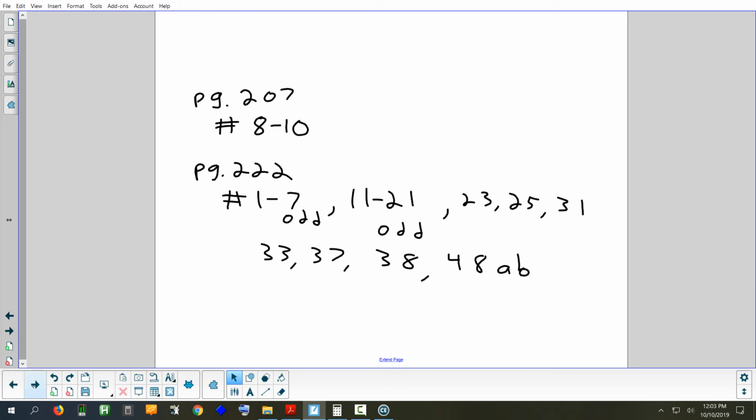Okay, so the homework from page 207, it's just graphing and finding a couple intersections, so that part's pretty quick. And then page 222, it's those questions, but look at number 48. I wrote A and B. I think there's a part C. You don't have to do part C. Just parts A and B on 48. Okay, I will also be here after school today for extra help. If anybody needs to come by, we'll finish anything up from last week.